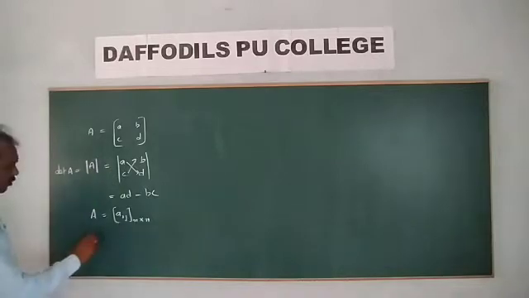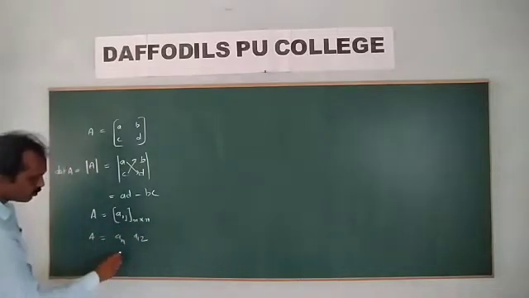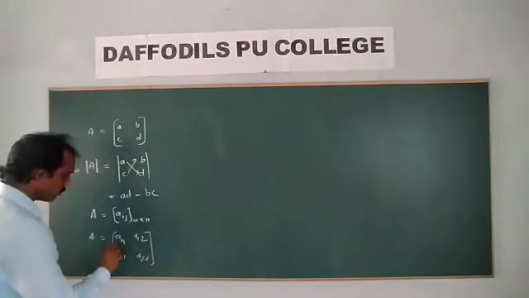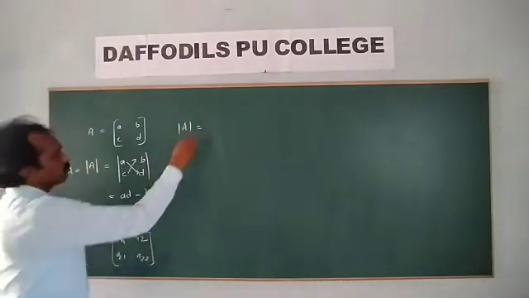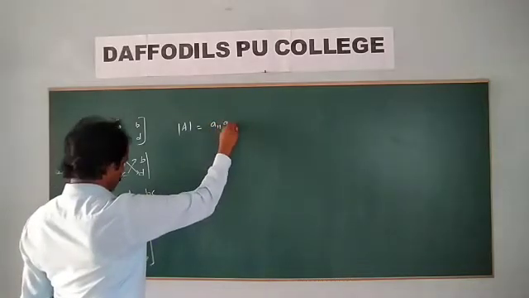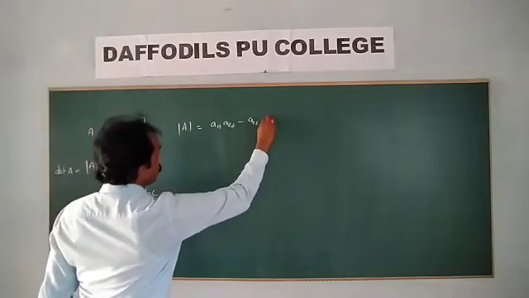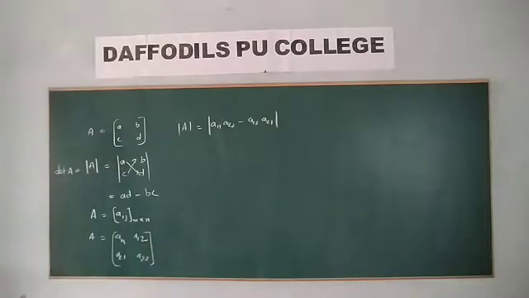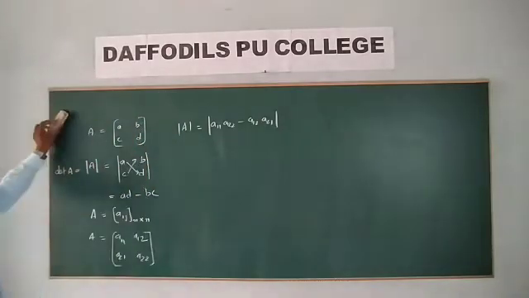For example, A is equal to [a11, a12; a21, a22]. Find its determinant. This is equal to a11 a22 minus a12 a21. So this is the determinant value of the 2 by 2 matrix. Okay. So how to calculate the determinant of a 3 by 3 matrix? We'll see.